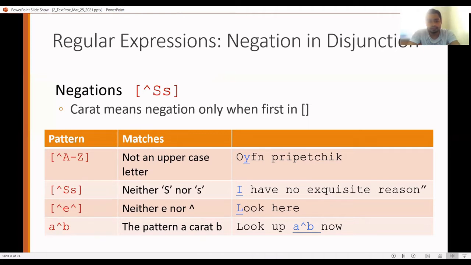In the last example, as you can see, the caret appears outside the braces. This regulates a pattern to be matched, that is, the pattern a^b. It will match, as you can see in the example, the a^b, this particular sequence of symbols, gets matched.